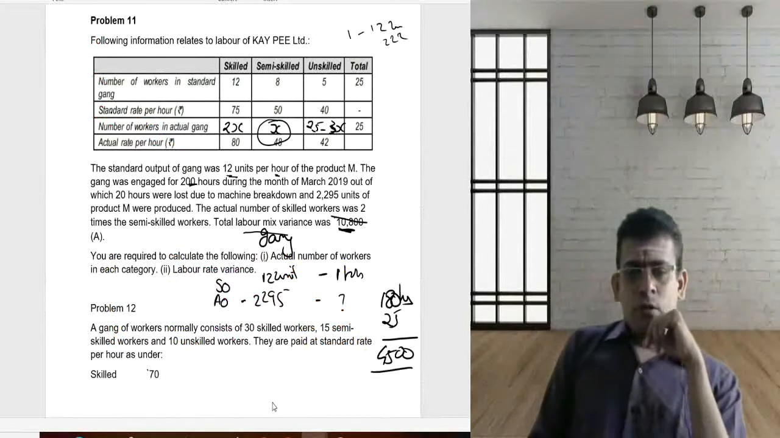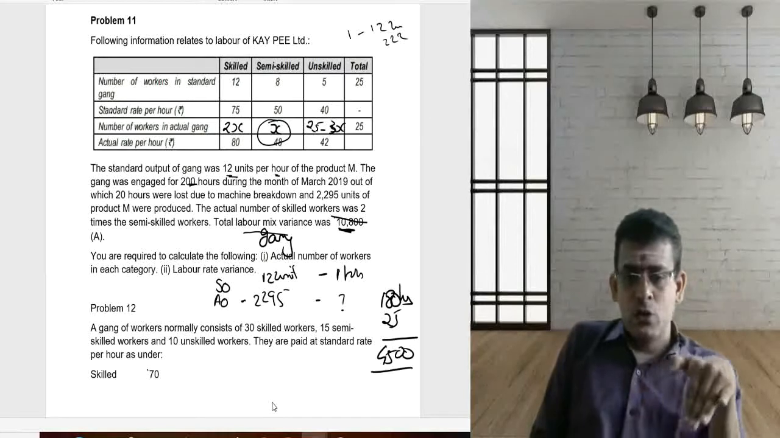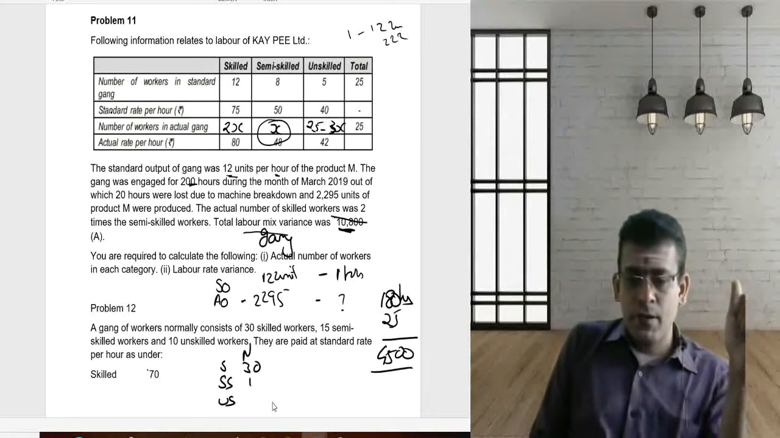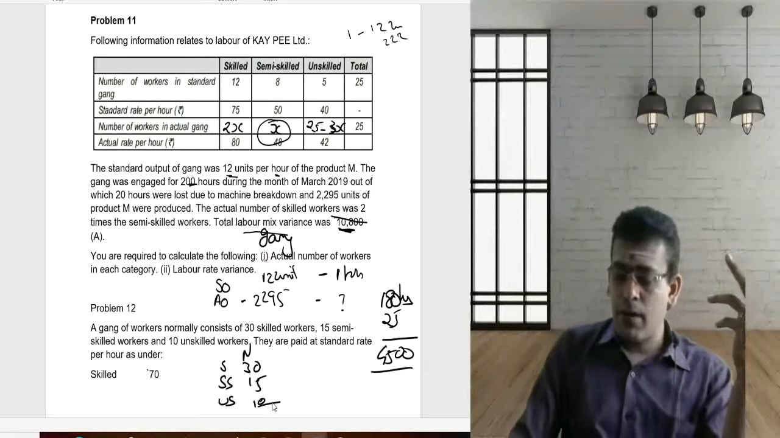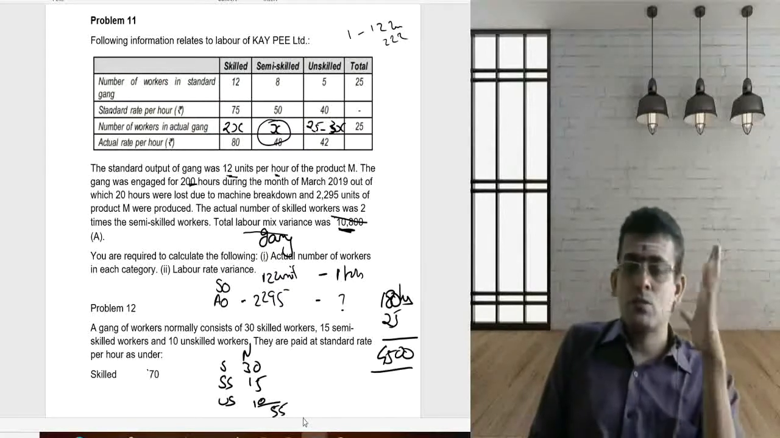A gang of workers consists of 30 skilled workers, 15 semi-skilled workers, and 10 unskilled workers. So whenever the situation is like this, you just simply put like this: skilled, semi-skilled, unskilled. Number. What is the number? The number is 30, 15, 10. So you can easily find out the total: 30 plus 15 plus 10. So the total number of workers is 55 workers.